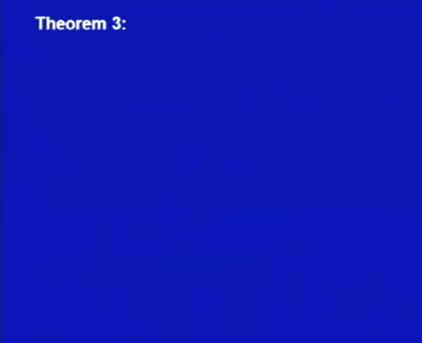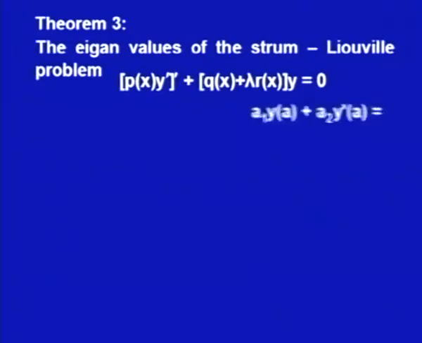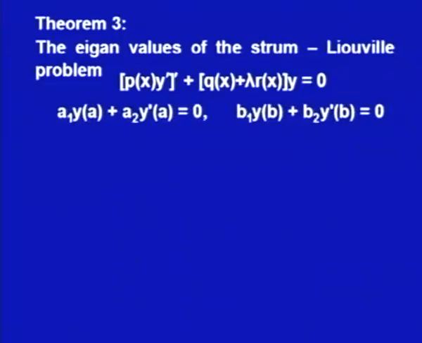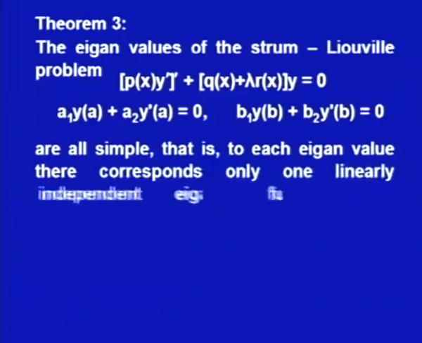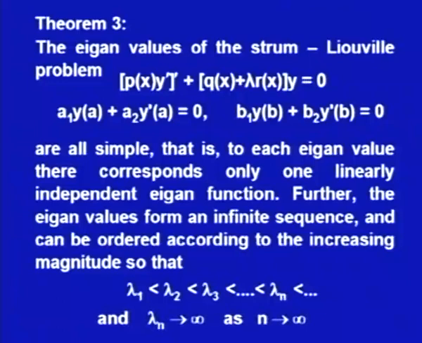Now let us come to one more property. The eigenvalues of the Sturm Liouville problem (p(x)y')' + q(x)y + lambda r(x)y = 0 with boundary conditions a1 y(a) + a2 y'(a) = 0 and b1 y(b) + b2 y'(b) = 0, and certainly a1, a2 and b1, b2 should not be 0, are simple, that is, to each eigenvalue there corresponds only one linearly independent eigenfunction. Further, eigenvalues form an infinite sequence and can be ordered according to increasing magnitude, so that we can write lambda 1 is less than lambda 2 is less than lambda 3 and so on. Moreover, as n is increasing, lambda n is also increasing infinitely.